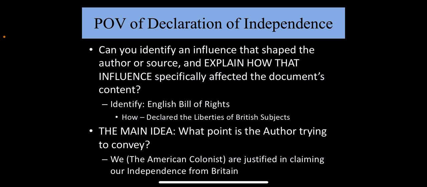Well, if I explain that, explain how their rights were being violated from the colonists' point of view, explaining how the English Bill of Rights declares the liberties of British subjects, and those liberties were not being upheld by the British Crown. So it was a justification for the claim of independence. The main idea, what is the author trying to convey? We, the American colonists, are justified in claiming our independence from Britain. That is the main idea.